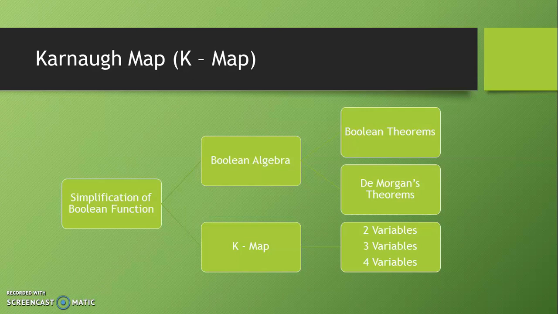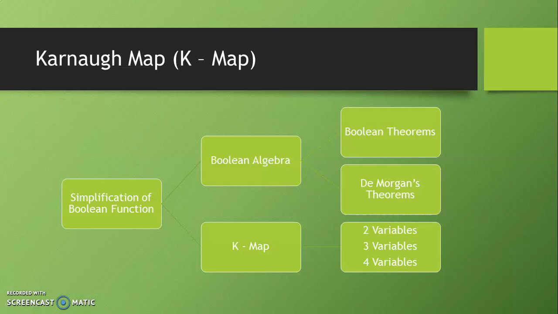Why do we need K-map? We know that for the simplification of a Boolean equation or Boolean function, if we use Boolean algebra, then we have to go with different theorems of Boolean algebra as well as some other theorems like De Morgan's theorem. But for a complex Boolean function, it becomes very complicated and we have a number of steps before we can simplify the Boolean function. Instead, the second approach is the K-map.